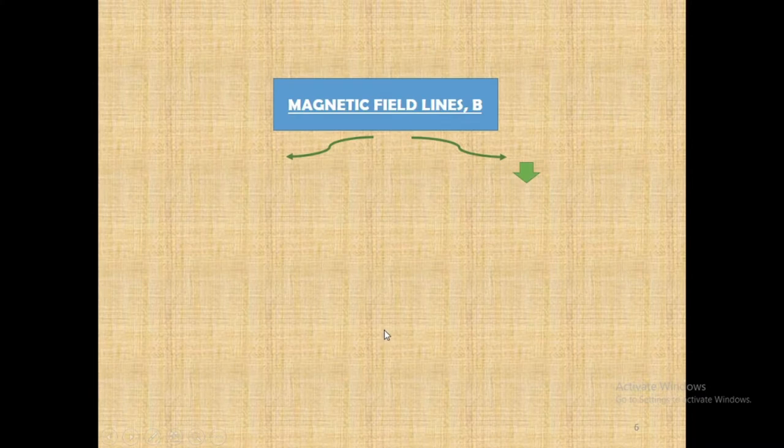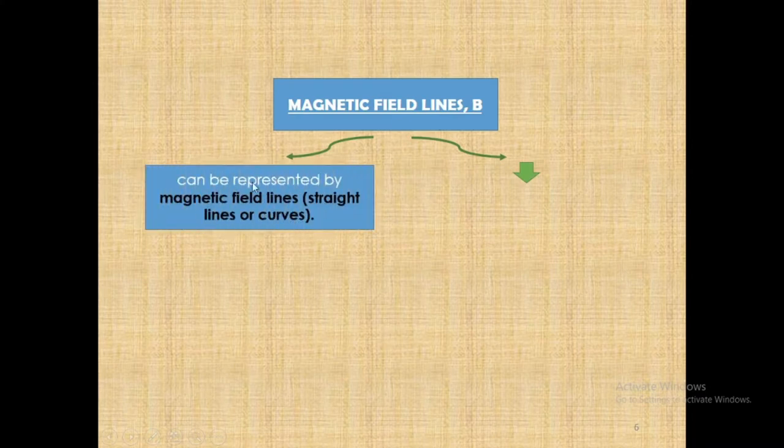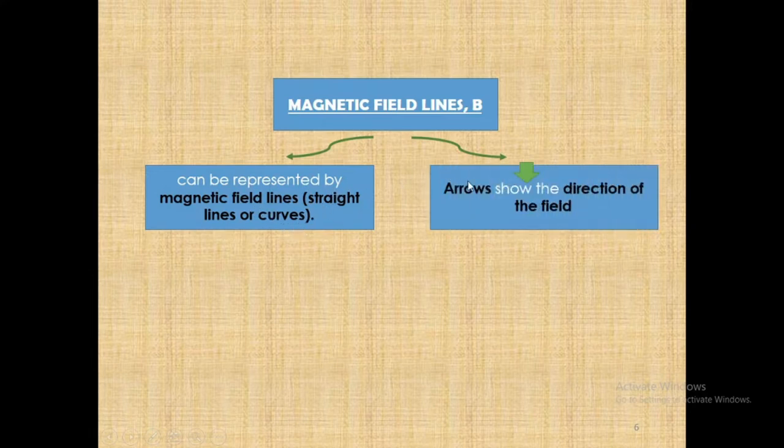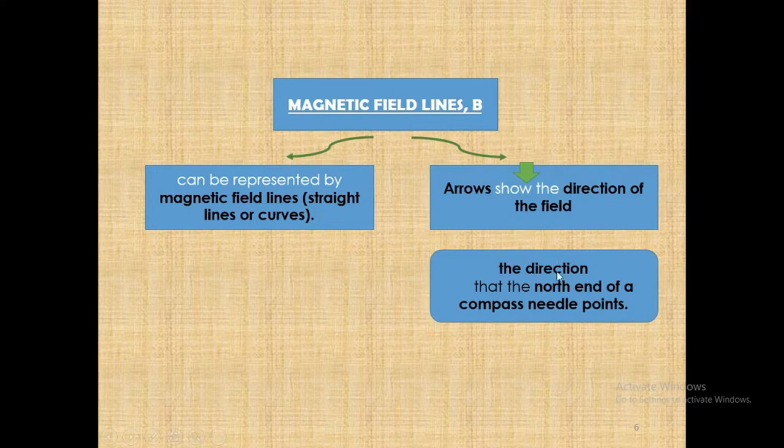Okay, so what is the magnetic field line? Magnetic field can be represented by magnetic field lines, which are straight lines or curves. The arrows on the magnetic field lines show the direction of the field, which is the direction that the north end of a compass needle points.